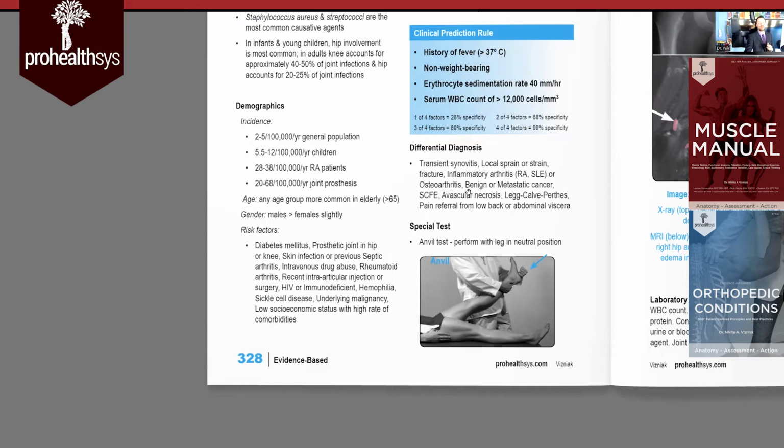SCFE, you look for your right age group. Avascular necrosis, gradual onset, doesn't really fit too well. Legg-Calvé-Perthes, same thing in a kid. And pain referral from the viscera, well, that should look like a visceral referral, right? Difficult to localize, other GI complaints associated with it.